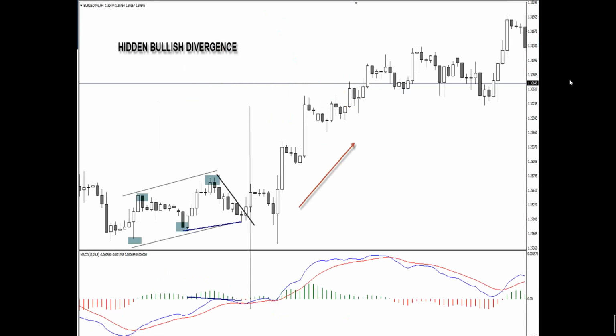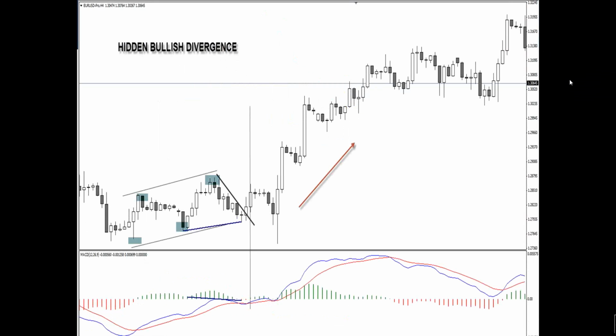Hidden bullish divergence, as you know, is giving us the cues that the price will continue to move up. You can see it here. We have hidden bullish divergence. Price has made a higher low, but at the same time the oscillator has made a lower low.